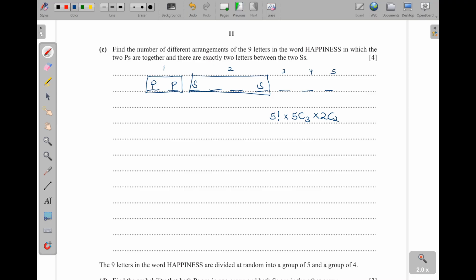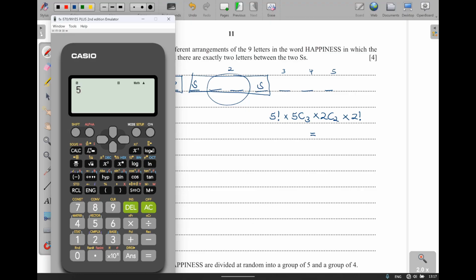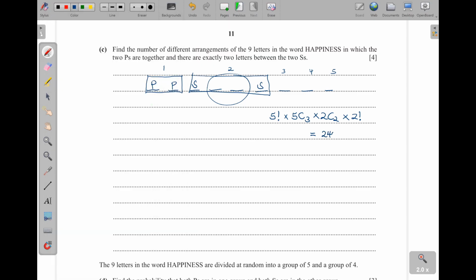Do you see that? Then after that, these letters that I'm putting here, since they are different, then we can arrange them in 2 factorial ways. One can be here, another one here. Then again, they switch. You see that? So I can multiply this with the 2 factorial. So simplifying this, what do we get? 5 factorial times 5 combination 3 times 2 combination 2, which is of course 1, and then 2 factorial is 2. So that is 2,400. 2,400.